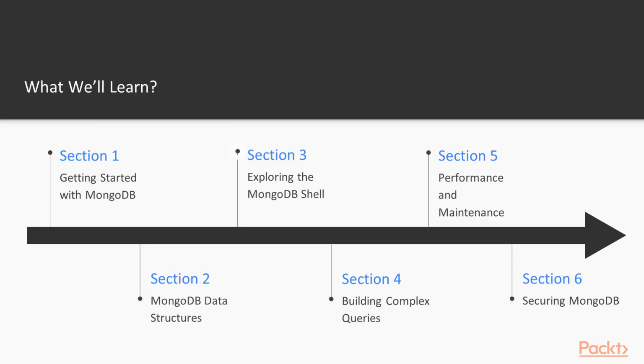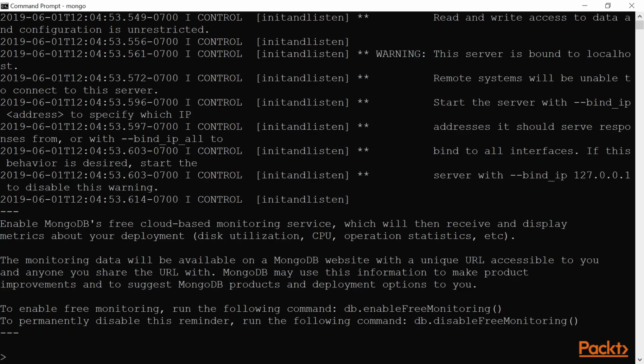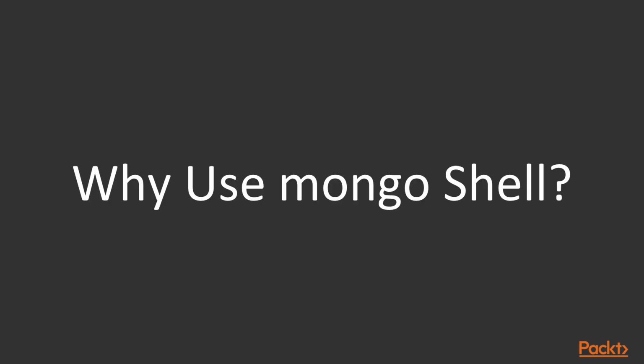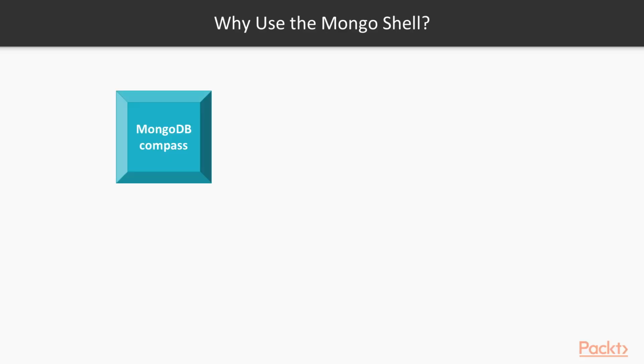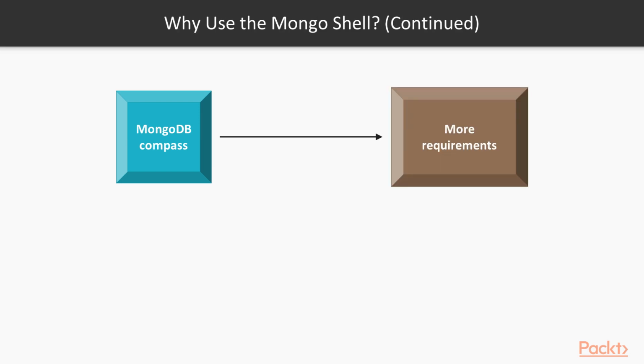In the third section, Understanding the Mongo Shell, you will understand all the basics related to the Mongo Shell and understand why the Mongo Shell is preferred over MongoDB Compass. We will learn to use the shell to execute many simple queries and then understand how complex CRUD operations can be made easy using the Mongo Shell.